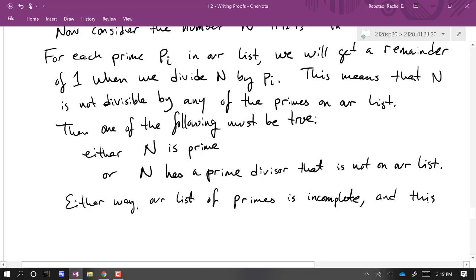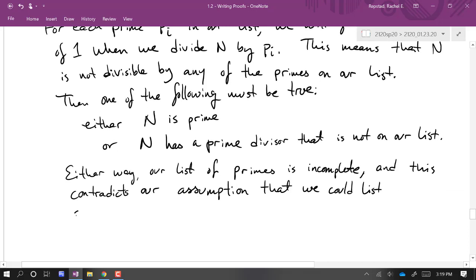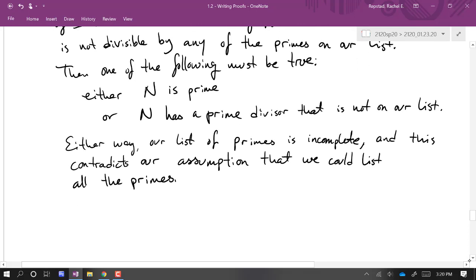And this contradicts our assumption that we could list all of the primes. So what do we conclude? That there are infinite primes. Infinitely many primes.